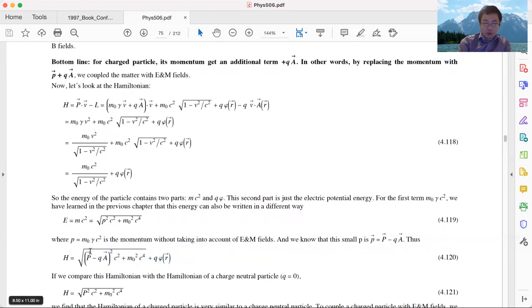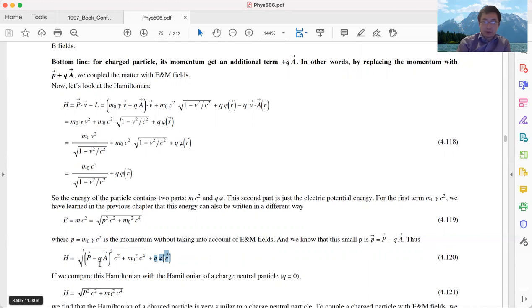It's the charged particle's total momentum, capital P minus QA, squared, times c squared, plus rest mass squared times speed of light to the 4th, all under a square root. This is the kinetic part of the energy, including the rest mass energy. And then plus the potential energy.